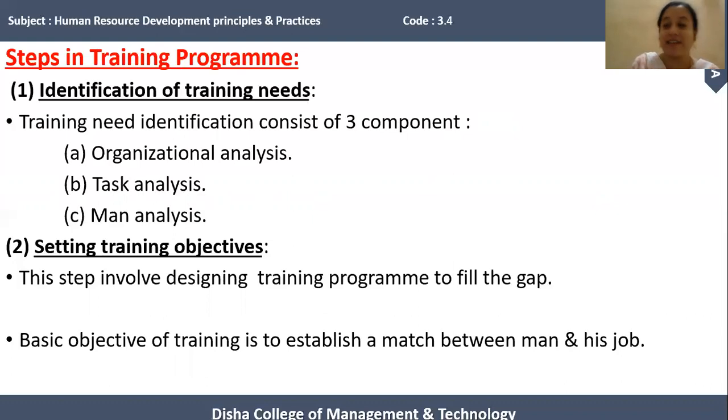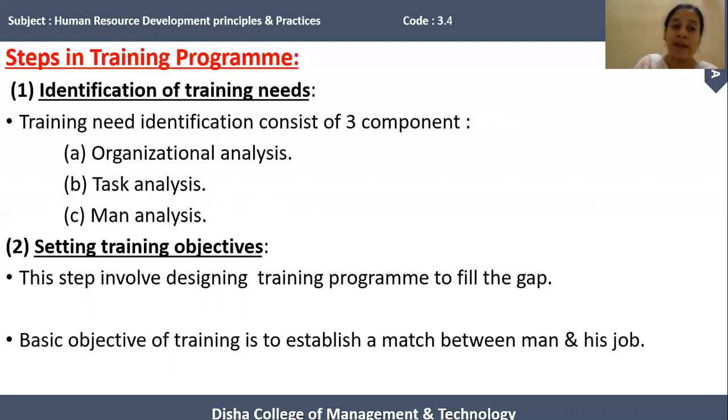Next is the task analysis. In task analysis, the organization identifies what tasks it has to perform to meet the requirements of the strategy it will adopt in the near future. And for performing those tasks, what skills, knowledge, and abilities are required can be analyzed in task analysis.